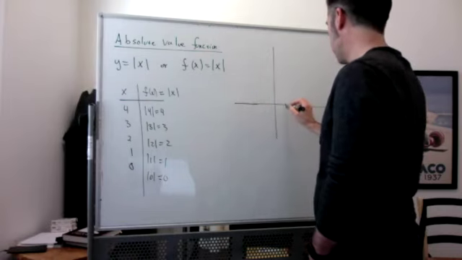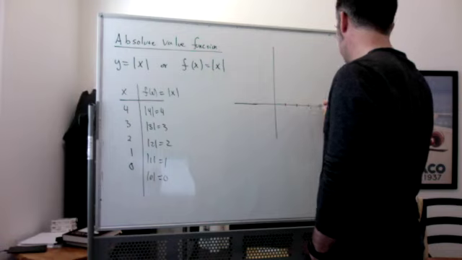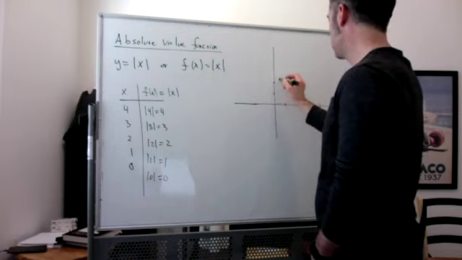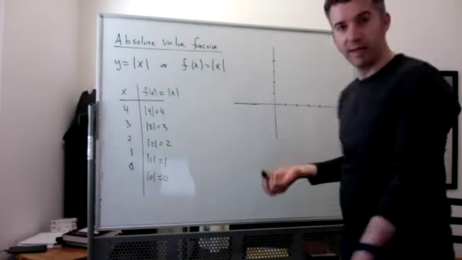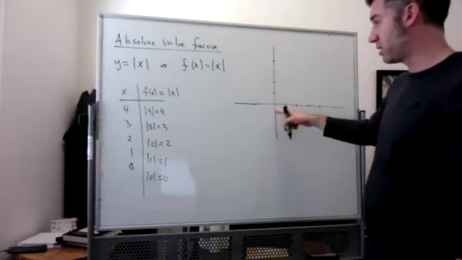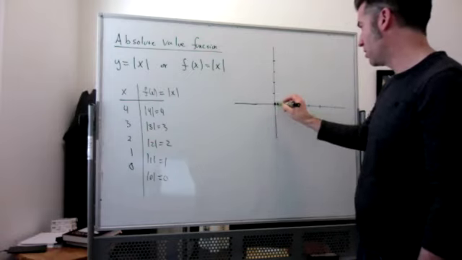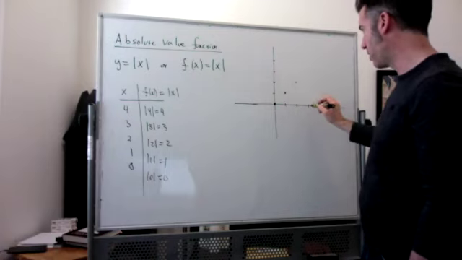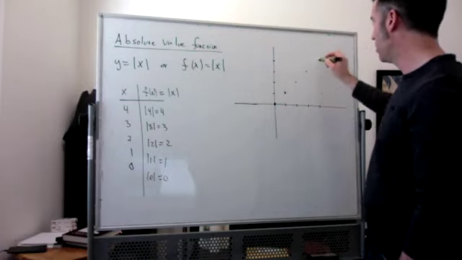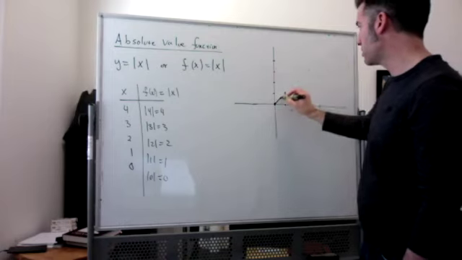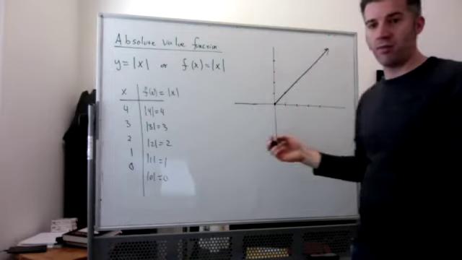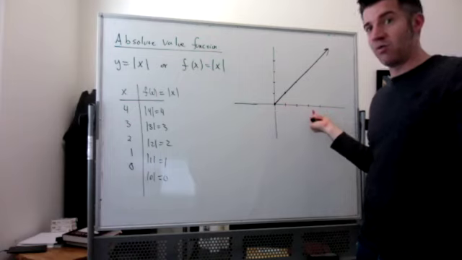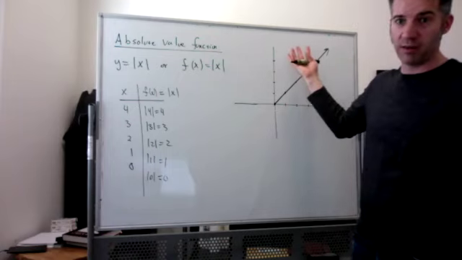So if I make some little marks, this is where you have to kind of try and space them out evenly. If I plug in 0, I get out 0. If I plug in 1, I get out 1. If I plug in 2, I get out 2. If I plug in 3, I get out 3. So this looks like this. And for any positive x value, we can see that we're going to get the same positive y value.